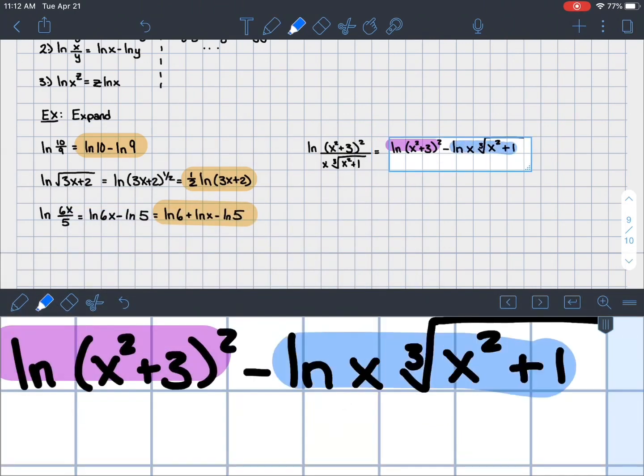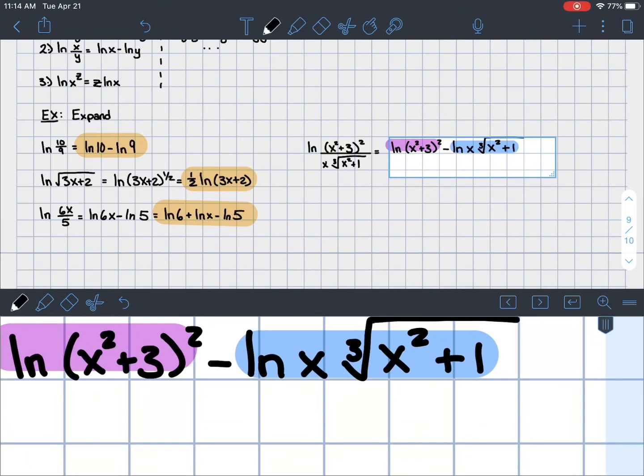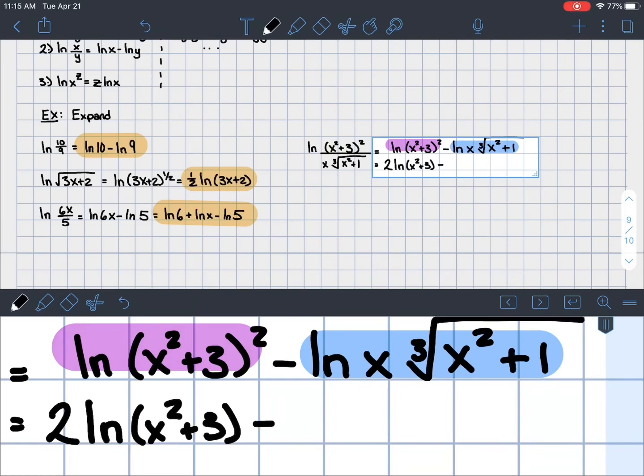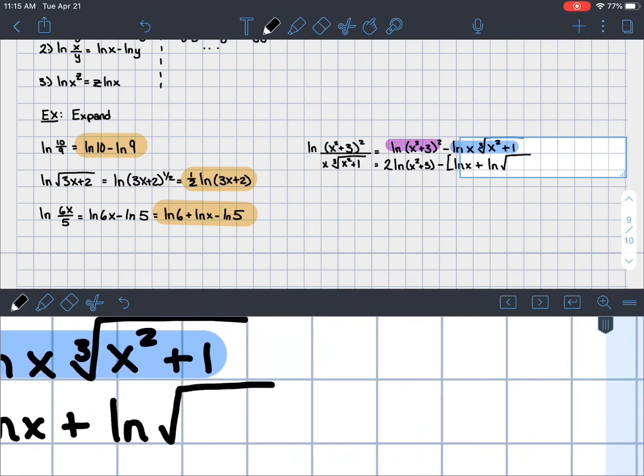For example, look at the purple piece. Now just looking at purple, can you see that we now have an exponent rule? That 2 is going to come out front to further expand it. And now that piece is done. Furthermore, can you see that this is the natural log of x times the natural log of the cube root of that stuff?